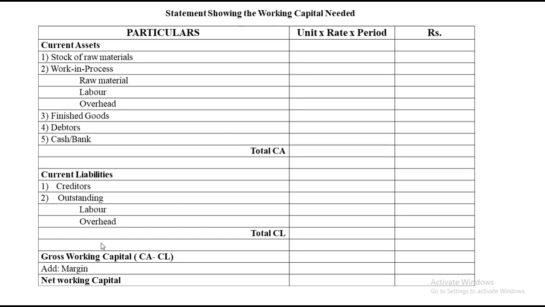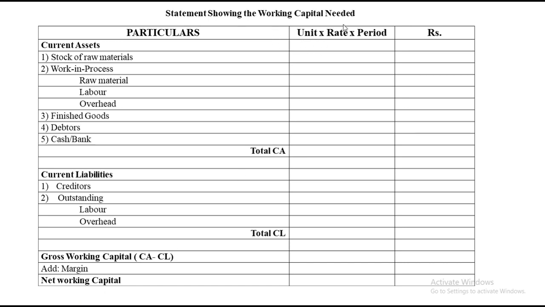In the question, if there is any margin of safety given to us, then we add it to working capital and that becomes a net working capital. If there is no margin of safety given, then your gross working capital eventually becomes your net working capital.